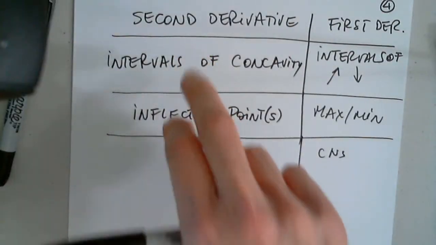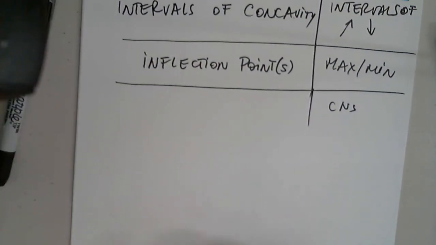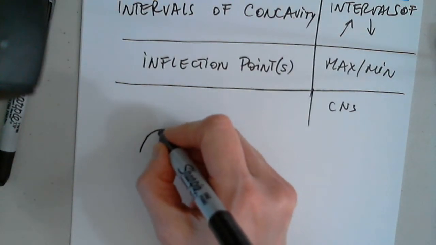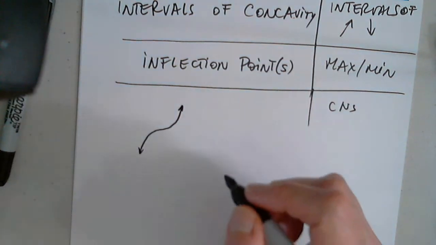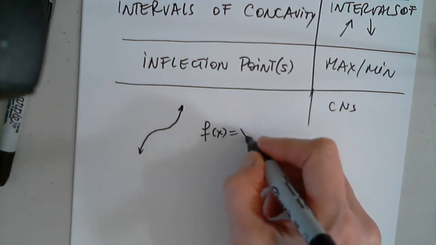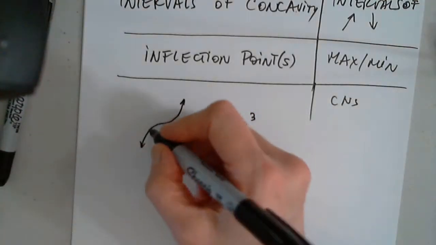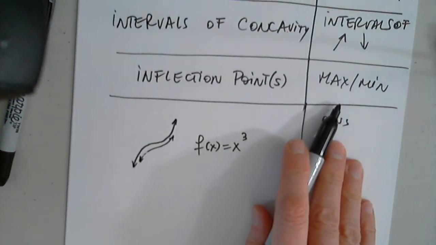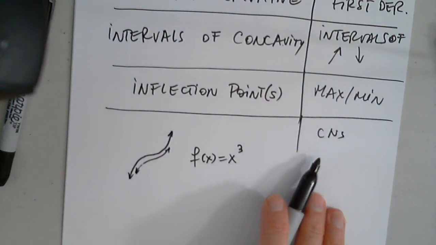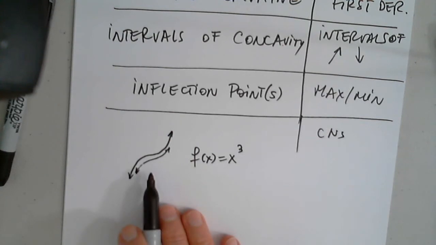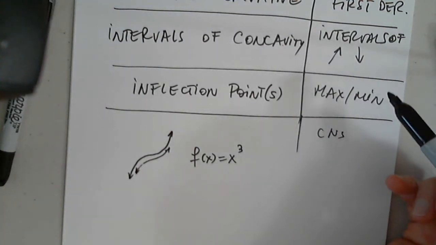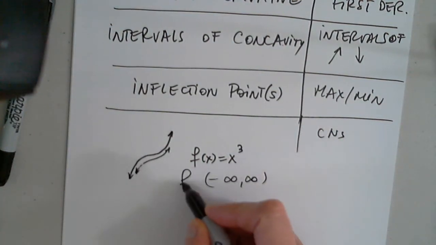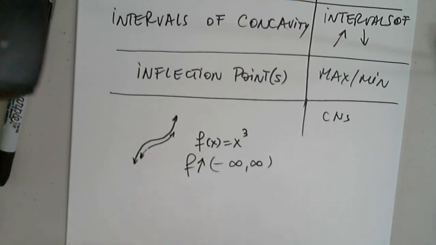So let me give you an example to understand what that means. This is a function very well known to us, f of x equals x to the third. It is very clear that this function is always increasing. It will not have a max, min. It will have a critical number, but the derivative will never change sign. It's always increasing. On negative infinity to infinity, the function is increasing. No max, min.